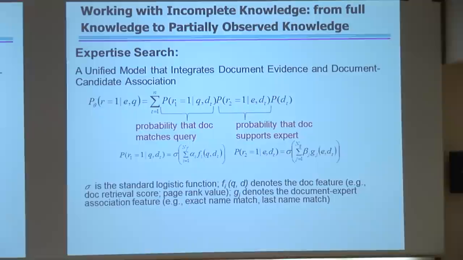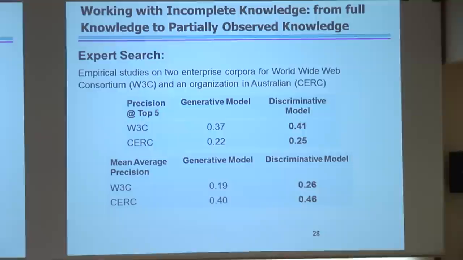But for these specific components, the document evidence part and the document expert association part, we can use different types of models. One simple example would be to utilize logistic regression, or let's say general exponential family models, for each component. And by doing that, we will be able to utilize different types of features. The advantage here is that we are not making any of these generation assumptions of the generative models. And we have done a study on two standard benchmark data sets. One is W3C, the W3C organization. The other one is CSIRO, which is a research organization in Australia. And the discriminative model has been shown to have a big advantage against the generative model in this case.